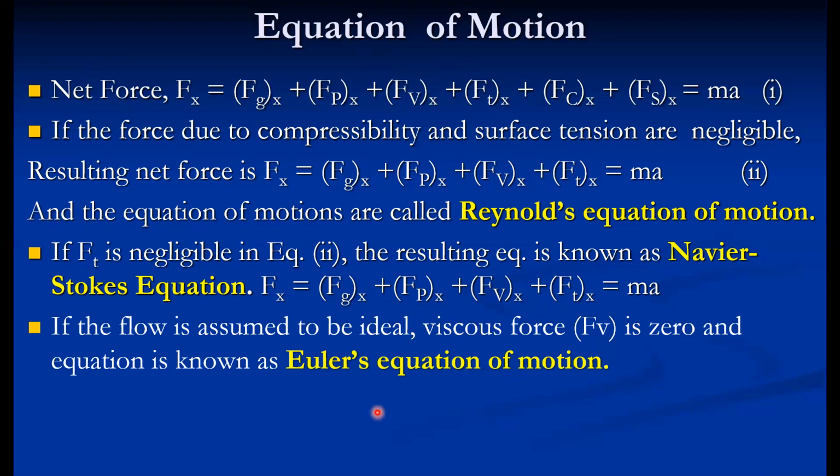So these are the three equations generally associated with fluid motion for incompressible single phase flow, and based on the consideration of the forces, these equations are defined. In the Reynolds equation of motion, four forces are considered: gravity force, pressure force, viscous force, and turbulent force. In the Navier-Stokes equation, only three forces are considered: gravity force, pressure force, and viscous force. And in Euler's equation of motion, only two forces are considered: gravity force and pressure force. So these are the three types of equation of motion.